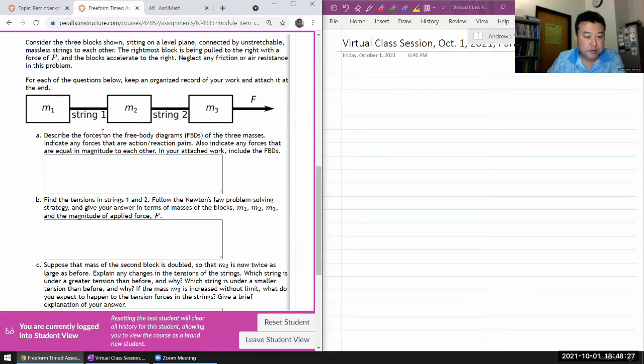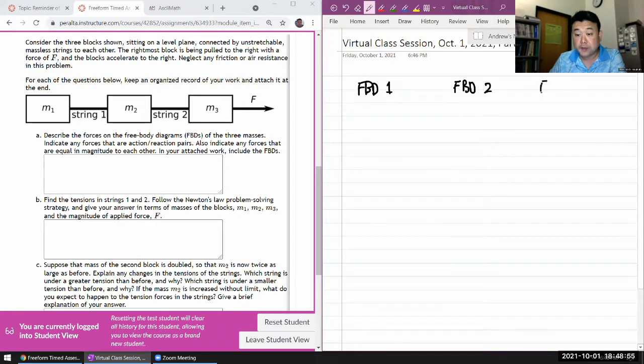Okay. So it says describe the forces on the free body diagram with three masses. Oh, yeah. All right. So I gotta draw a free body diagram. First, let me draw them, and then I will write up a description of them so that people who cannot see the diagram, that is me, before I look at your work, can still get a good sense of what they look like. So I have a free body diagram of mass one, free body diagram of mass two, and free body diagram of mass three. Does it say I can ignore vertical forces?